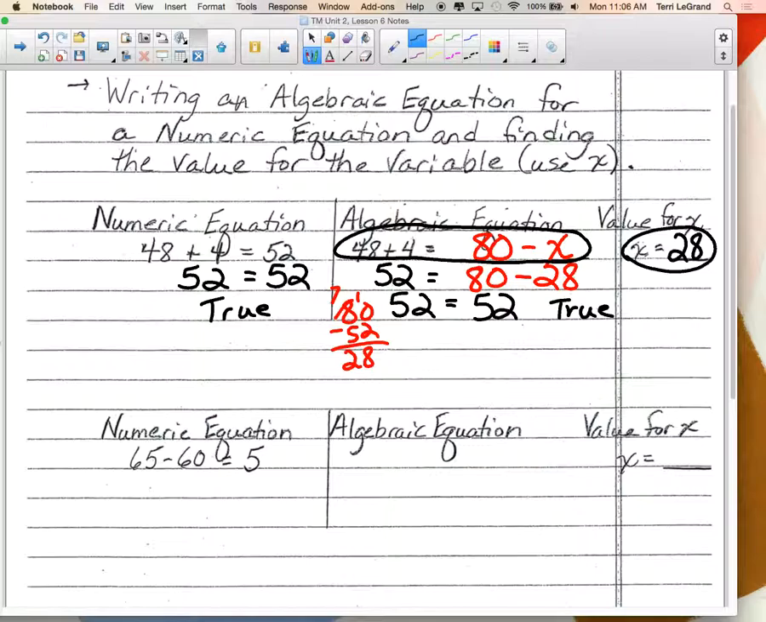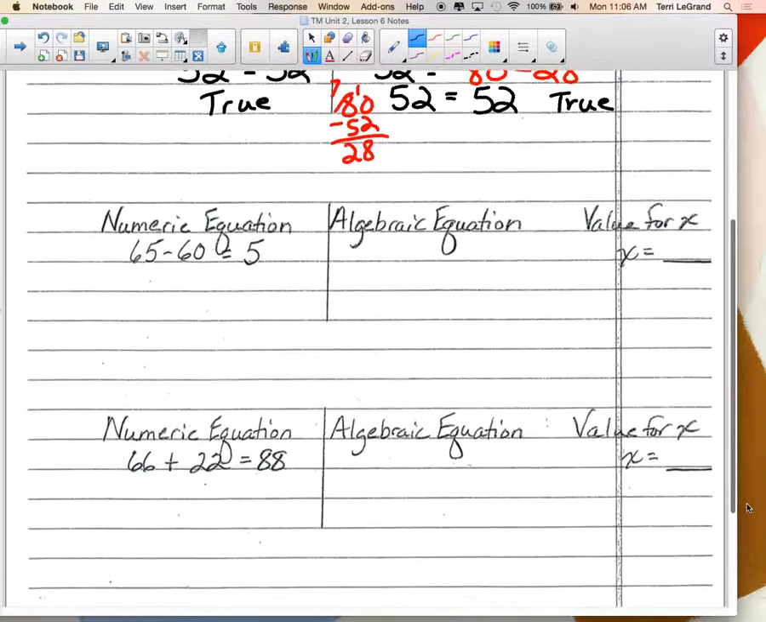So this is going to be one of those times when you're going to have to come up with your own algebraic equation, and then you're going to have to solve it and make sure you end up with a true statement for whatever you put in for your variable. Okay? So anybody have questions? At the moment, anyway. Okay, let's go try this next one then.